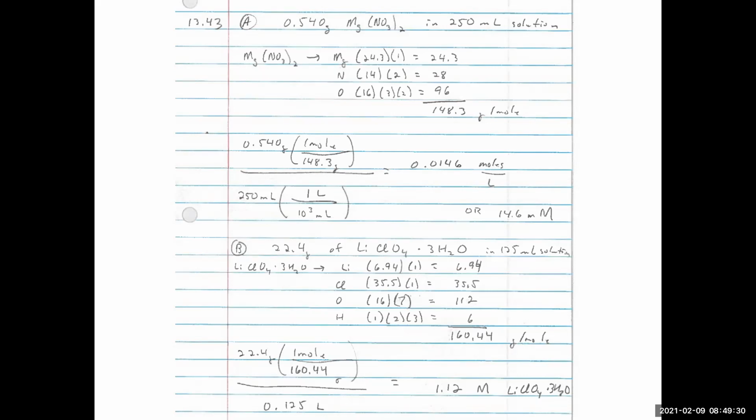In the denominator, we have 250 mils. We want to convert that into liters, remembering that milli is 10 to the minus third. If we do all that math correctly, we get 0.0146 moles per liter. If we wanted to change it into millimolar, we would simply slide that decimal place 3 spots to the right, and we'd get 14.6 millimolar.